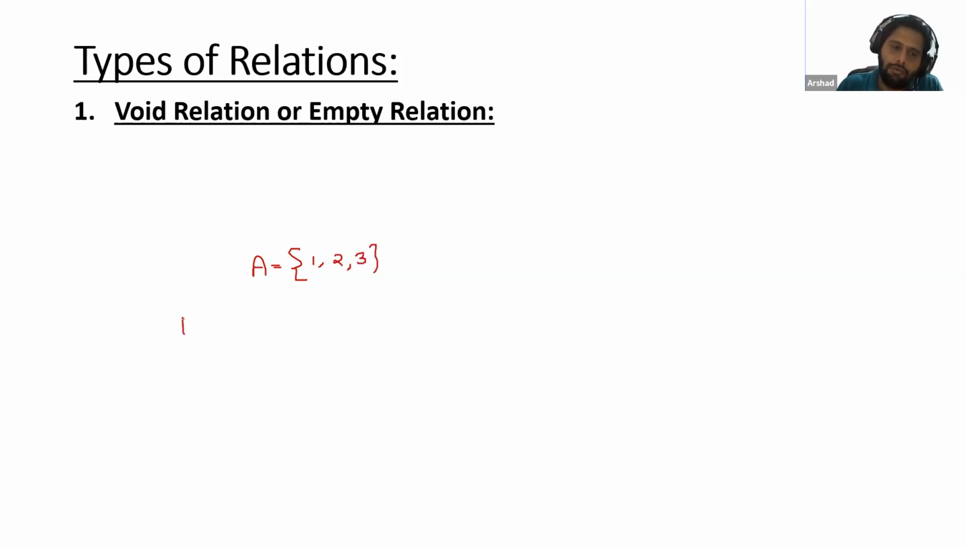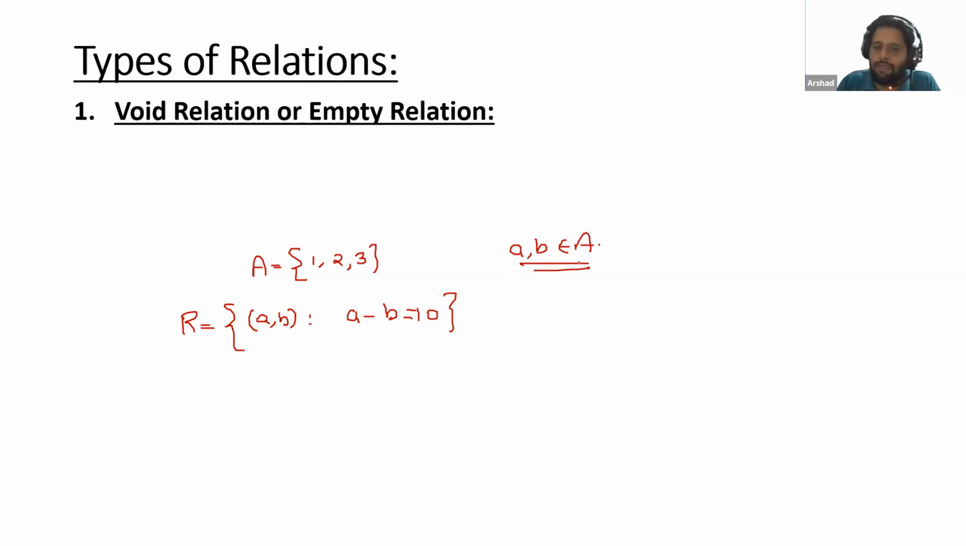And I will give you a relation R equal to A comma B, and the condition is that A minus B should be equal to 10. And A comma B belongs to A, so you need to select the values from set A only, and the values should satisfy the condition that A minus B is equal to 10. So Fahad and Asif, can you give me any example which satisfies this, or is there no such example?